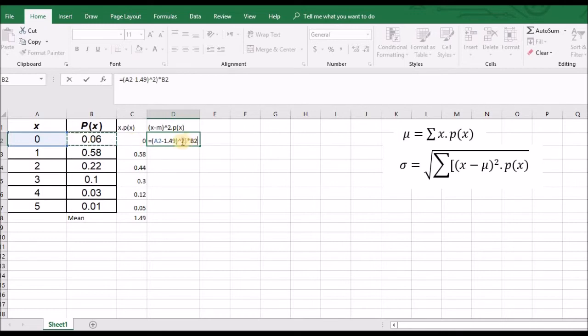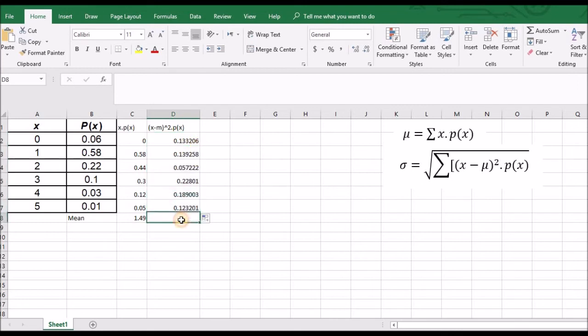The reason I separated this first expression, x minus mu all squared, by parentheses is because Excel will not understand that, and Excel will multiply 2 with the p of x instead of finding the square of the expression x minus mu and then multiplying that with p of x. So I need another parenthesis from the other side to close the expression, and now I should click enter. To calculate the rest of them, I'm going to autofill my table.